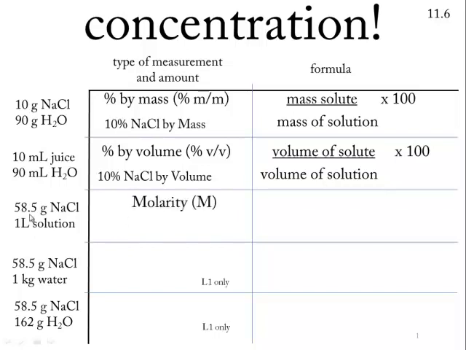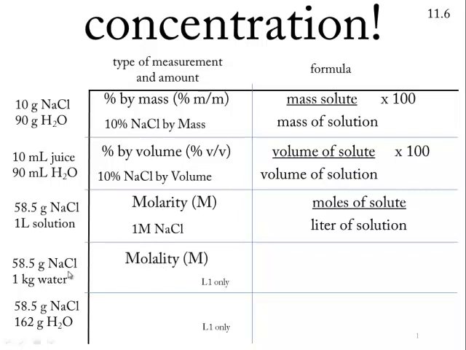If you have 58.5 grams of sodium chloride in 1 liter of solution, you're looking at a molarity solution. Since 58.5 grams is a specific number, that is 1 mole of sodium chloride, 23 plus 35.5. A liter of solution, that's the volume, so it's a 1 molar solution, because molarity is defined as the moles of solute, 1 mole in this case, divided by the liters of solution, 1 liter in this case. 1 divided by 1 equals 1.